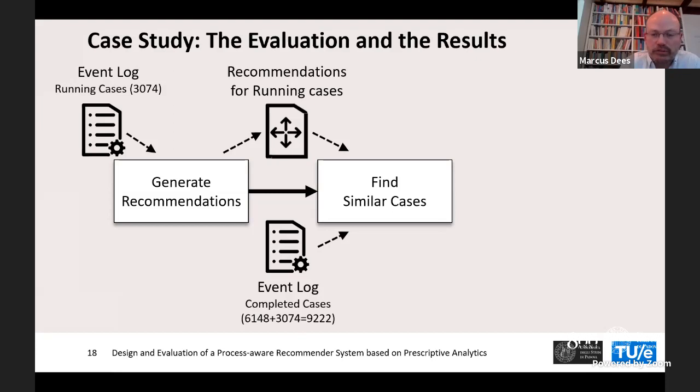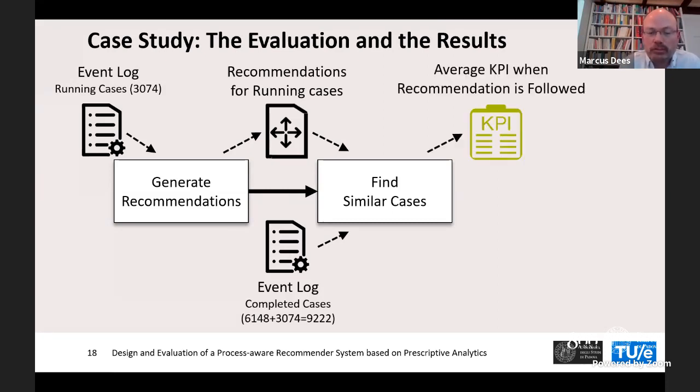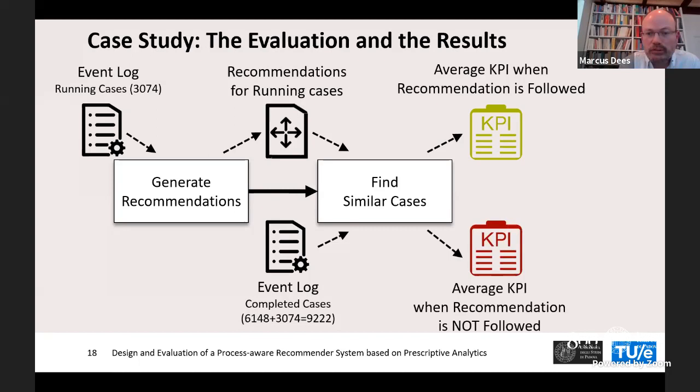So within this set of similar cases, we look for the ones in which the recommendation has occurred and for the ones in which the recommendation has not occurred as a next step. So, when the recommendation has occurred, we calculate the average KPI value, and we call this the average KPI when recommendation is followed. And when the recommendation did not occur, we calculate the average KPI value. We call that average KPI value when the recommendation is not followed.